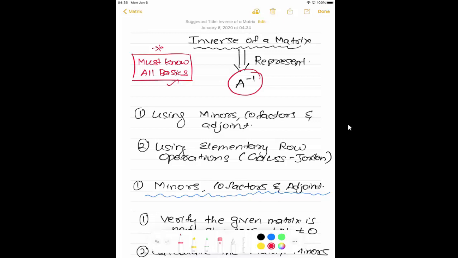How is the inverse of a matrix represented? The inverse of a matrix is represented with a power minus 1, and this inverse of a matrix can be solved in two ways. The first method is by using minors, cofactors and adjoint, and the second method is using the elementary row operation, which is also called the Gauss-Jordan method. We will see them one by one.